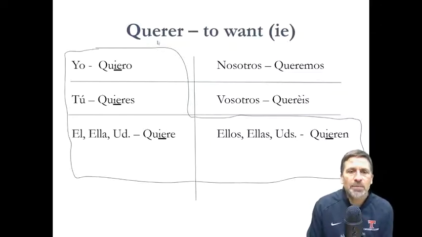So look at this verb, querer. The E changes to an IE. Yo quiero in all forms except for the nosotros and the vosotros. Quiero, quieres, quiere, queremos, queréis, quieren.